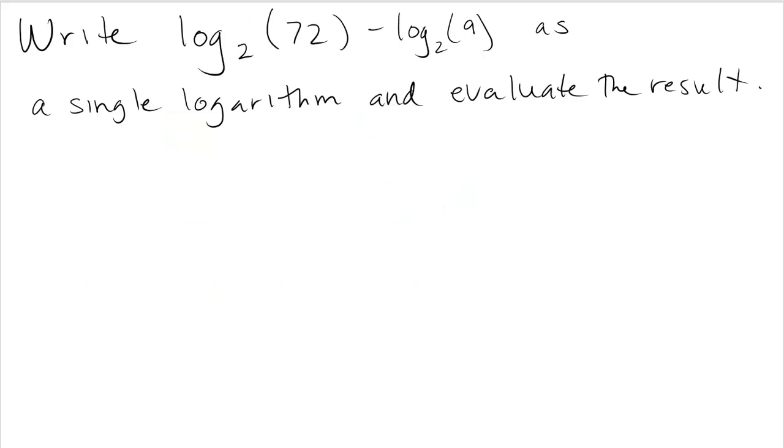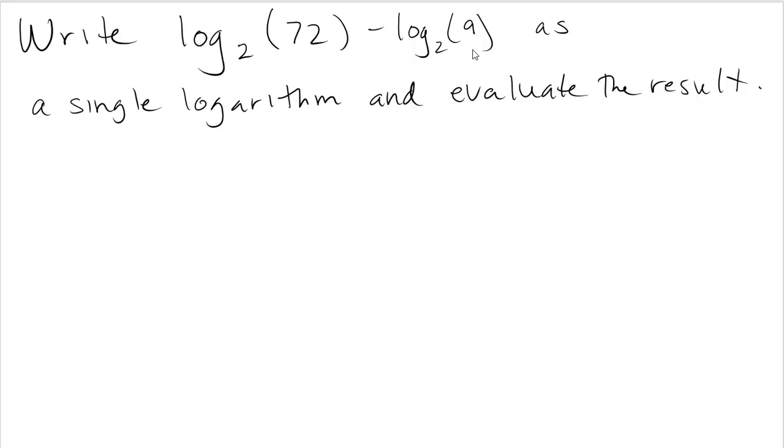Now I don't know what log base 2 of 72 is. That's asking 2 to what power is 72? I can estimate it, I guess. It's got to be somewhere between 6 and 7. But I don't know exactly what it is. Same with log base 2 of 9. Log base 2 of 9 is going to be a little bit bigger than 3 because 2 cubed is 8. But I don't know exactly what that is either.